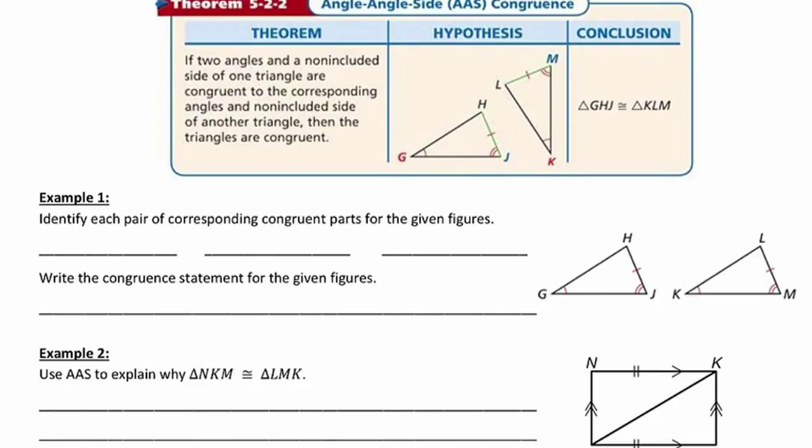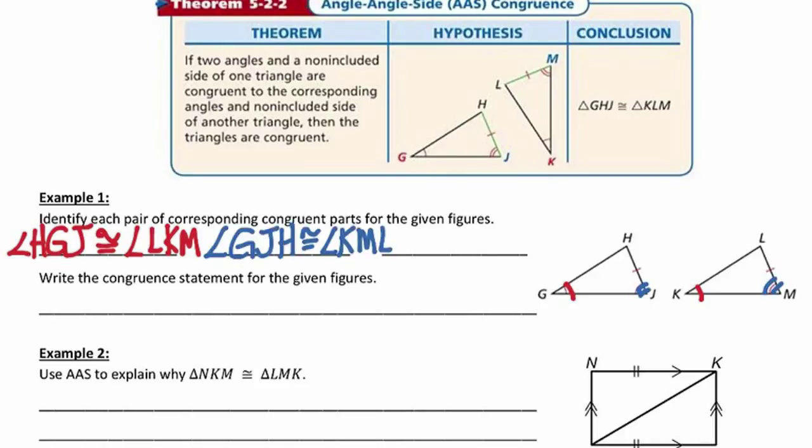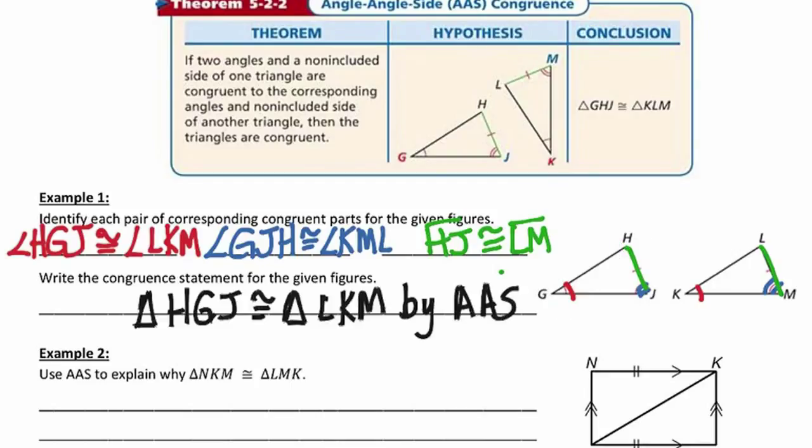So first, we're going to identify each pair of corresponding congruent parts for the given figures. So here we can see that angle G and angle K are congruent. So angle HGJ is congruent to angle LKM. We can also see from the figure that angle J is congruent with angle M. So angle GJH is congruent to angle KML. And then from the figure we can also see that HJ is congruent to LM. So based on angle, angle, side, we can tell that these two triangles are congruent. So triangle HGJ is congruent to triangle LKM by angle, angle, side.